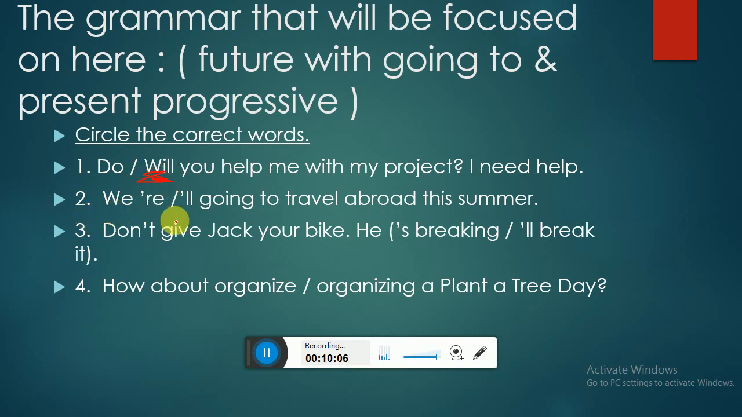Okay, what about number 2? Are or will going to travel abroad? We are or we will. Of course, we use are here. Why? Because going to is preceded by the verb to be.